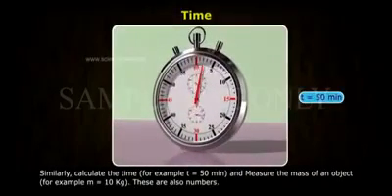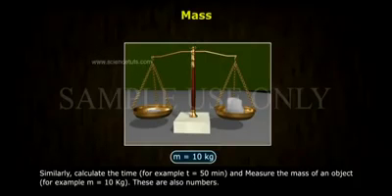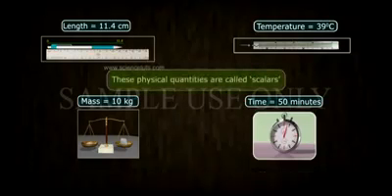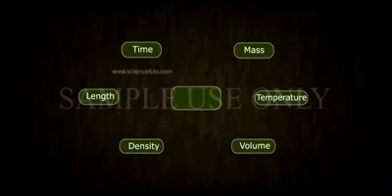Similarly, calculate the time. For example, T is equal to 50 minutes. And measure the mass of an object. For example, M is equal to 10 kg. These are also numbers. These physical quantities are described completely by a number with proper units. These physical quantities are called scalars. Length, time, mass, temperature, volume, density are some examples of scalars.